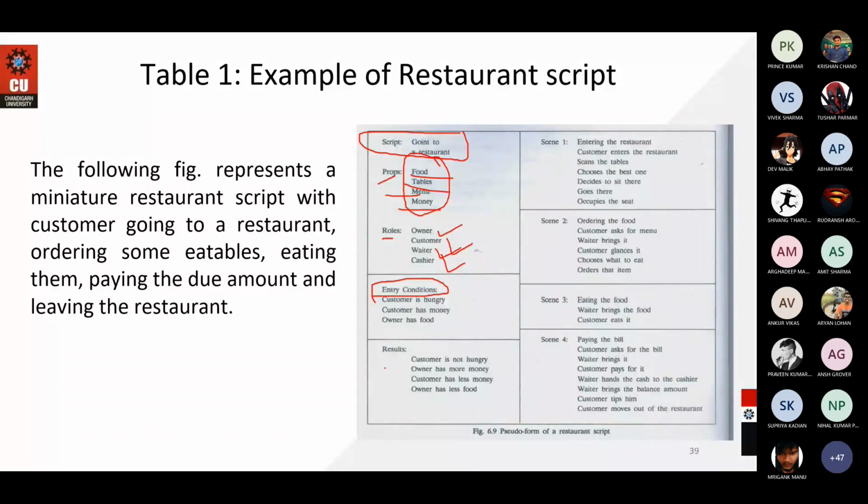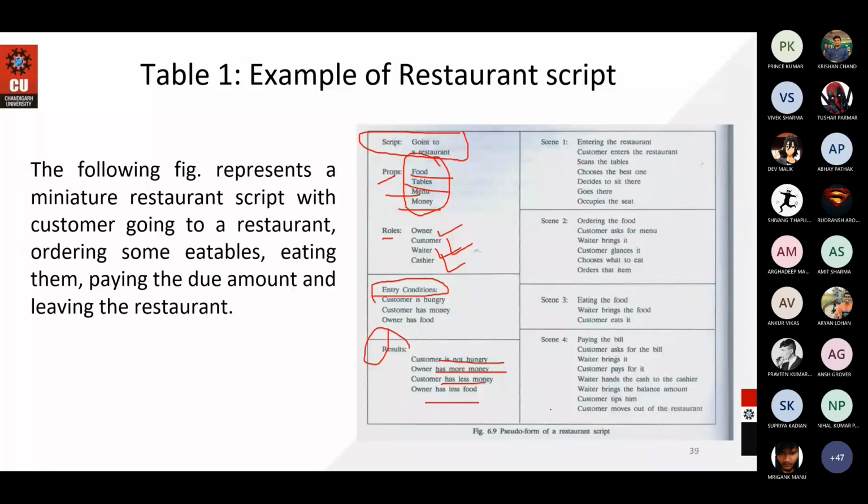Next we have results for this. The results are that the customer has entered the restaurant and has eaten the food, so the customer is not hungry now. The owner has more money because the customer has paid. The customer has less money because the customer has paid for the food, and the owner has less food because the food has been spent. So these are the result conditions for this miniature script.